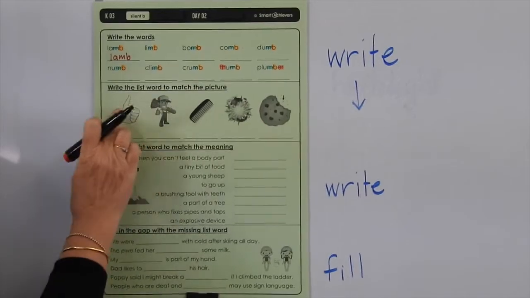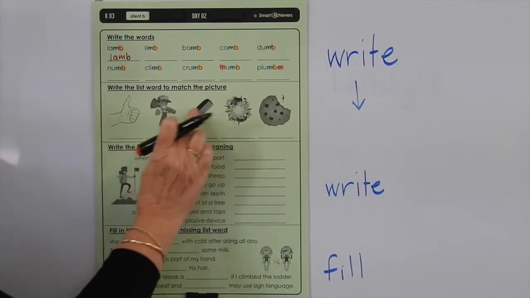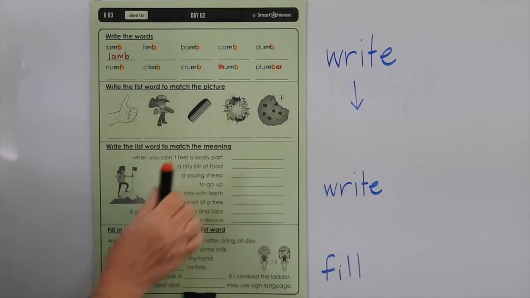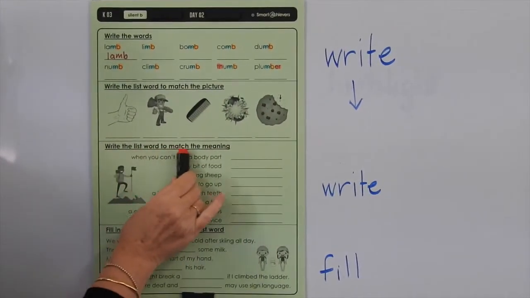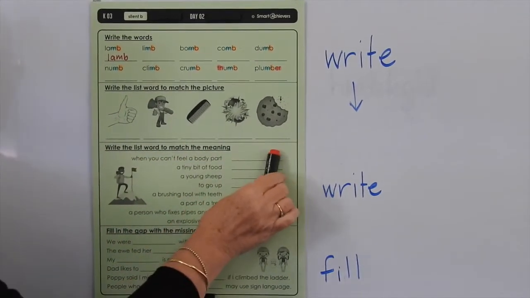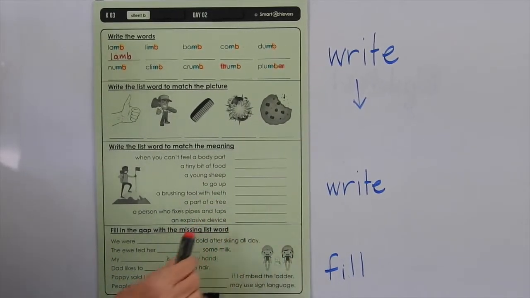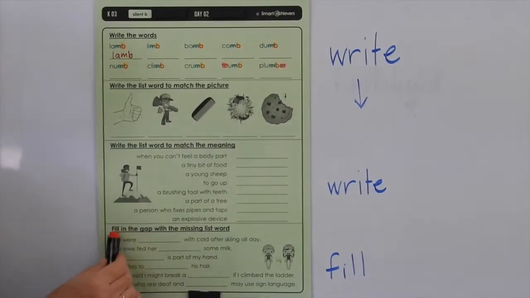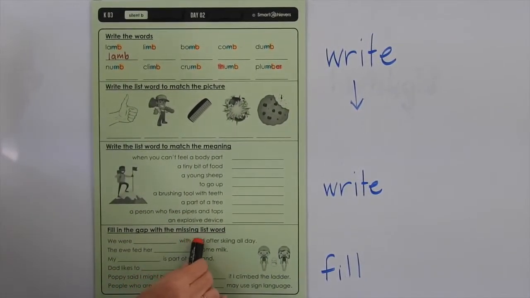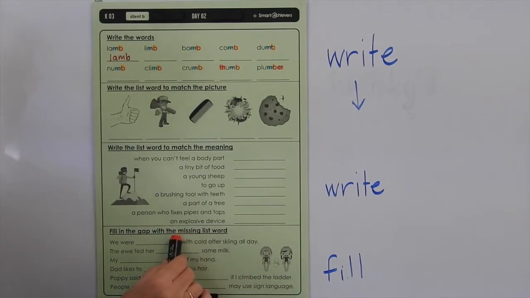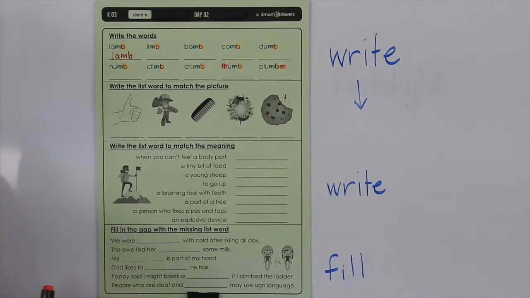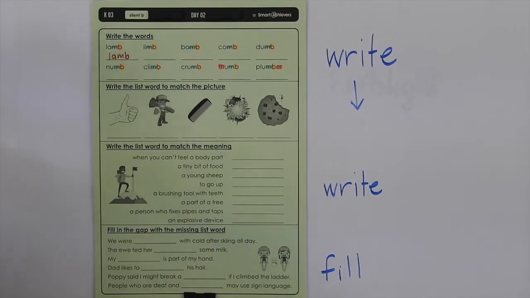All you have to do is write in the words from up here to match these pictures. You've got thumb, plumber, comb, bomb and crumb. Now down here it says write the list word to match the meaning. So when you can't feel a body part, write the word in. You can read the rest of them and put the words in from up here. And then down the bottom it says fill in the gap with the missing list word. We were something with cold after skiing all day. Look very carefully at which word it will be and write it into that space. And you can do the rest of those on your own.